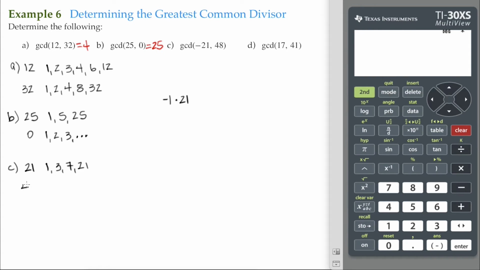And then we'll find the divisors for 48. That's going to be 1, 2, 3, 4, 6, 8, 12, 16, and 48. And the largest one between the two, well, that's 3. So the greatest common divisor is 3.